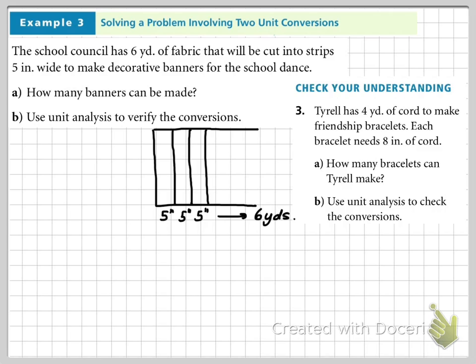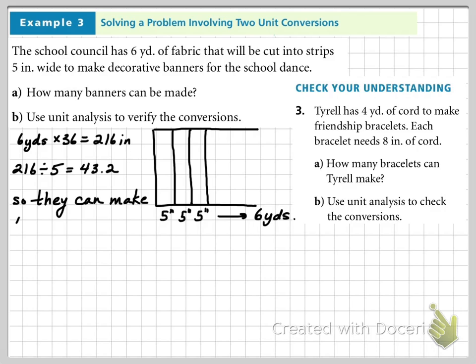Example 3. School council has 6 yards of fabric that's going to be cut into strips 5 inches wide to make a decorative banner for the school dance. So imagine that goes and lays out 6 yards, and they're going to be cutting 5-inch strips to make banners. How many banners can be made? Well, we're going to say 6 yards times 36 inches per yard is going to give me 216 inches. If I take 216 and divide it by 5, I'm going to get 43.2, which tells me that they can make 43 banners.